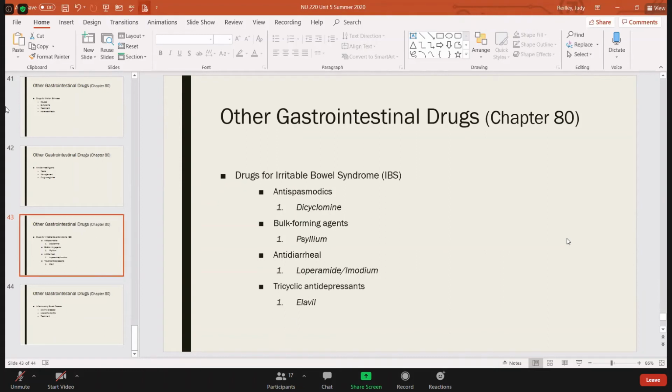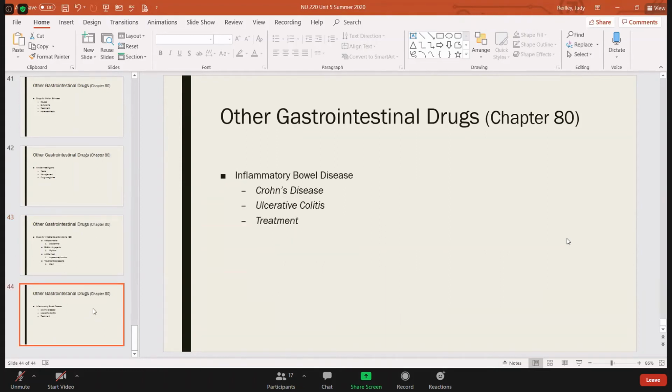And then other things with inflammatory bowel disease, we're looking at Crohn's and ulcerative colitis. The difference between Crohn's and ulcerative colitis is the location. So Crohn's is usually in the ileum, while ulcerative colitis is usually in the colon and rectum.